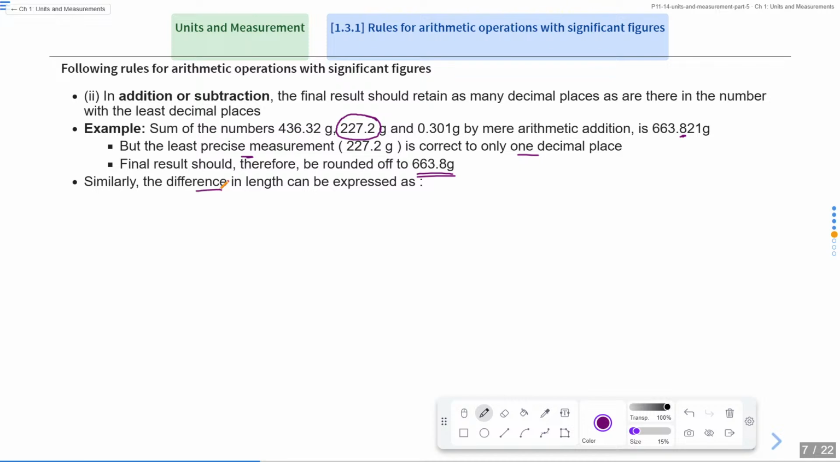Similarly, the difference in length can be expressed as, suppose 0.307 minus 0.304. Both have 3 decimal places. So in the answer also, we should keep 3 decimal places, 0.003. Okay. Now we'll do some questions.